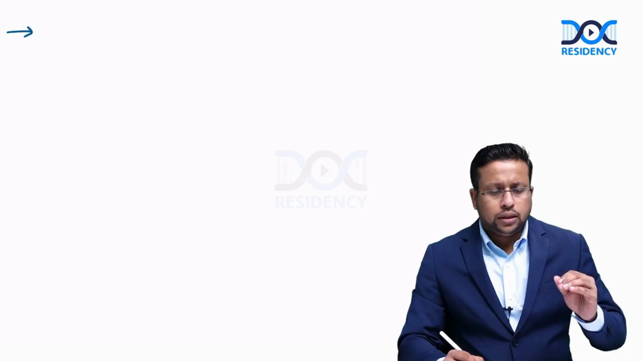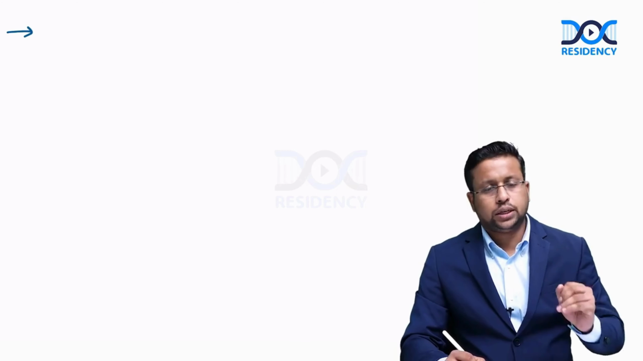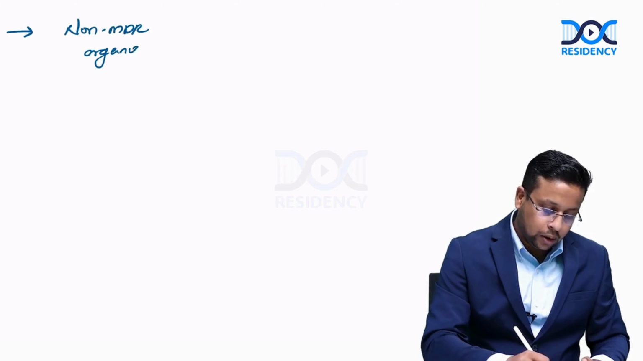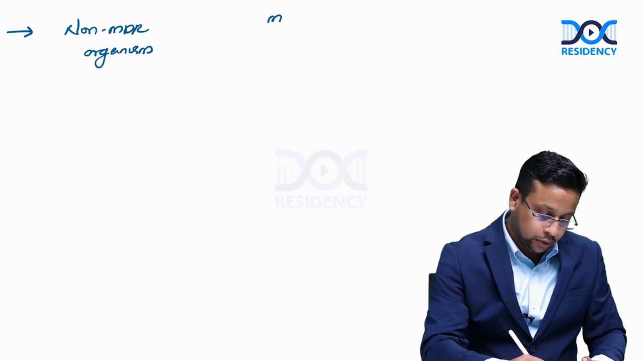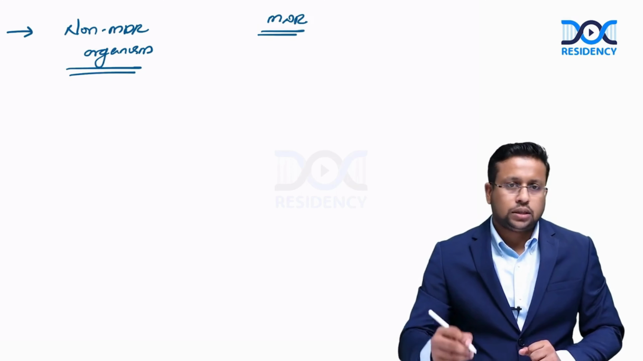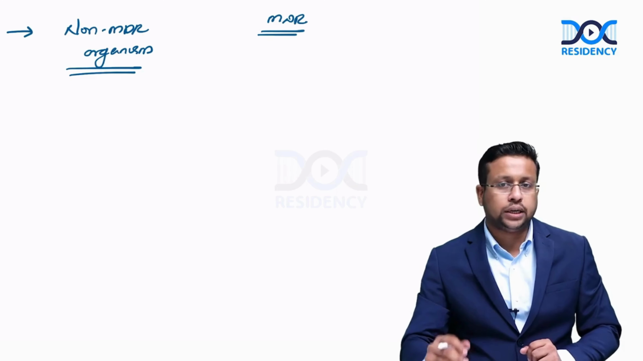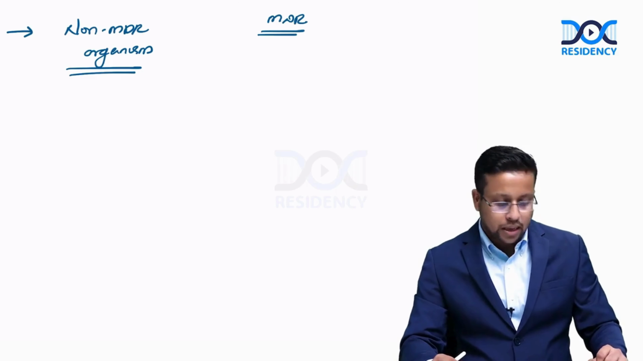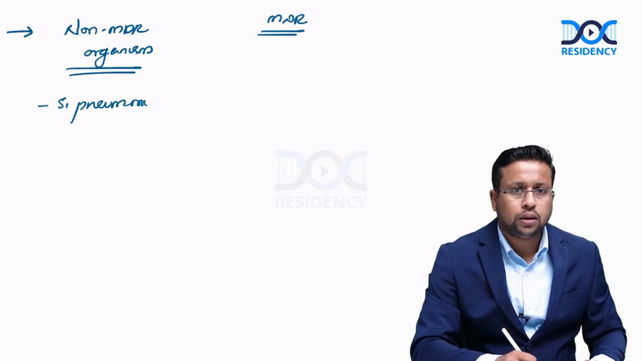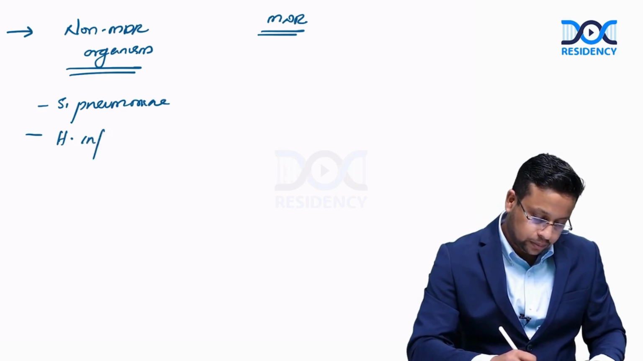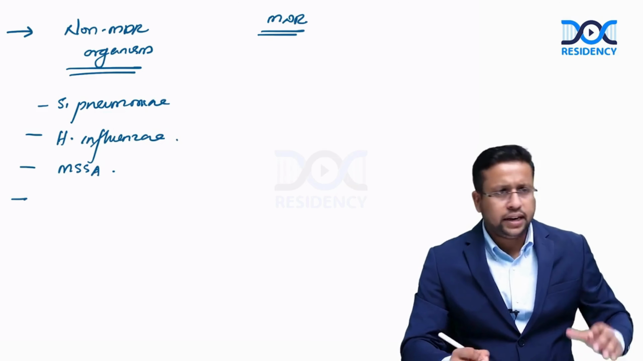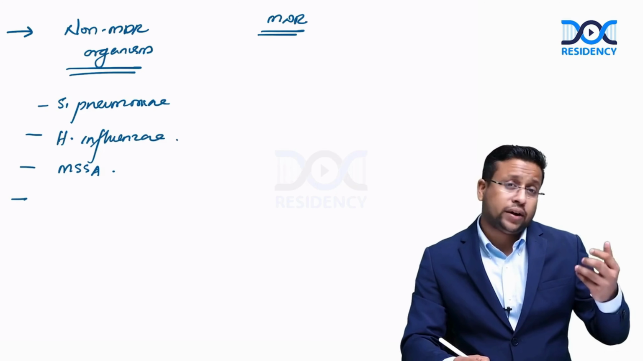Now, we should understand that the organisms which are causing ventilator-associated pneumonia can be non-MDR organisms, or it can be an MDR organism also. MDR means multi-drug-resistant organisms. So, the organisms can vary depending upon the duration of the hospital stay of these patients. Non-MDR organisms are like Streptococcus pneumoniae, Haemophilus influenzae, as well as MSSA, and antibiotic-sensitive gram-negative bacteria can occasionally cause VAP.